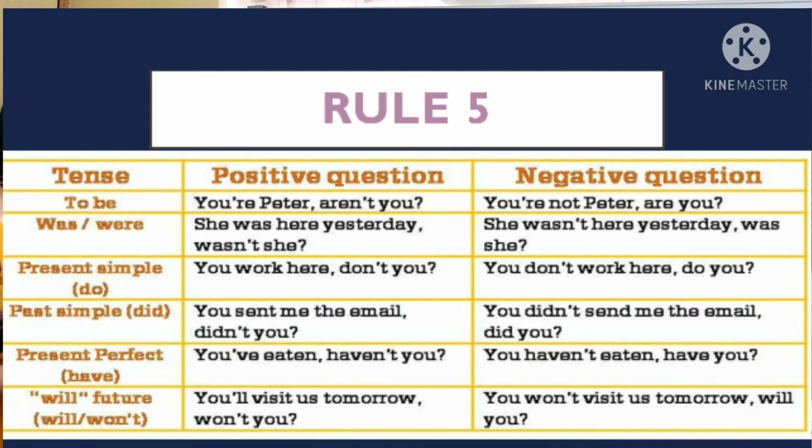Next, present perfect. Here we'll use have or has. You have eaten, haven't you? You haven't eaten, have you?